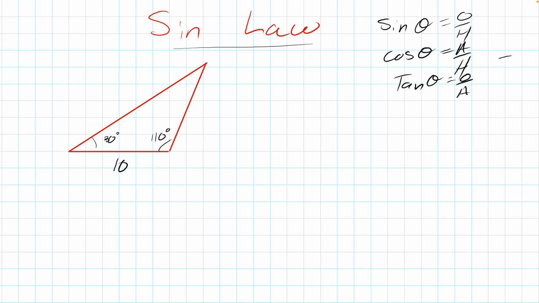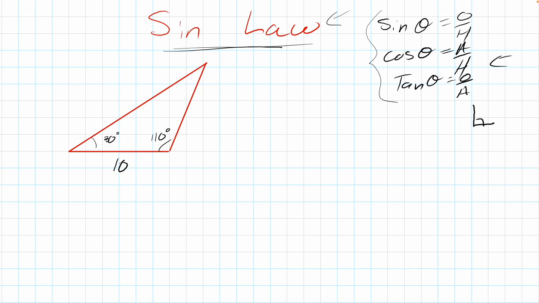These are nice, but these are shortcuts and only work on right angle triangles. Sine law and cosine law, being the other major one that we use, can work on any triangle. So if you remember anything, this one is far more powerful to remember than these ones. These are more like shortcuts, okay?